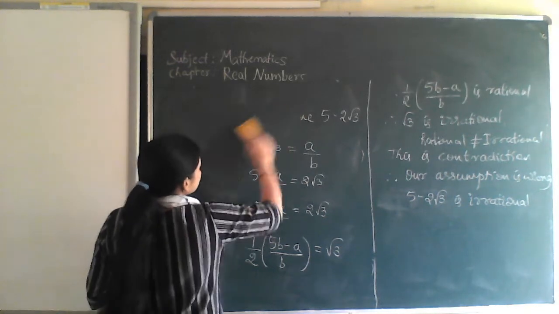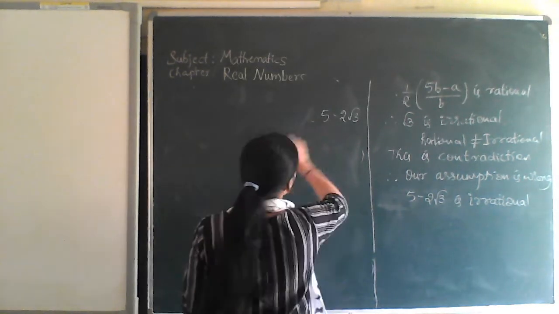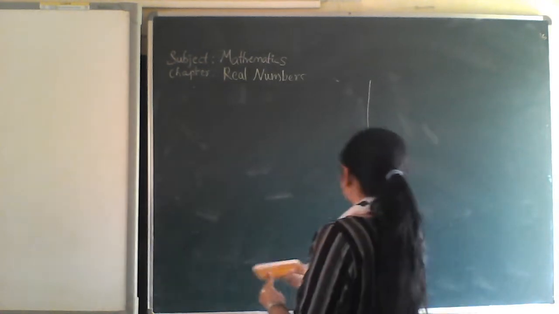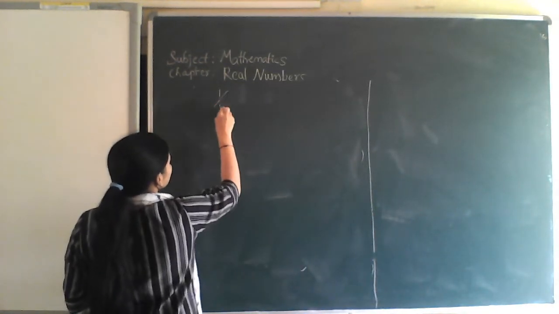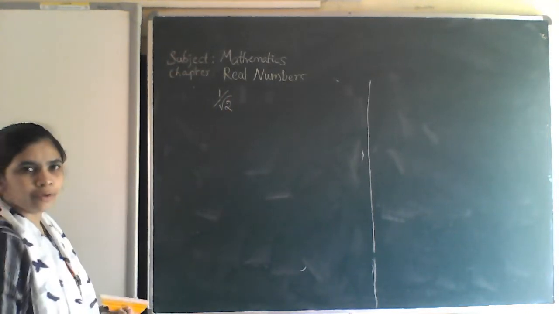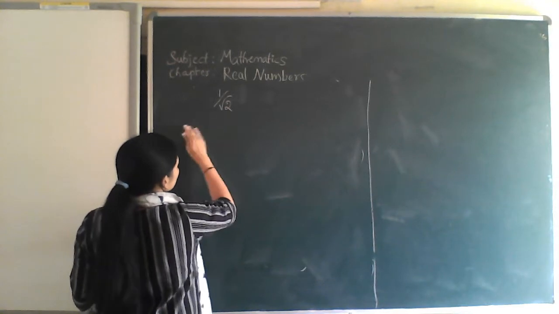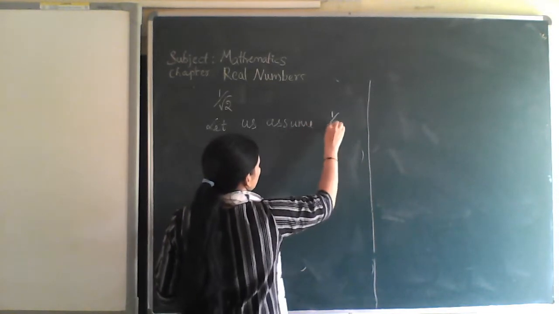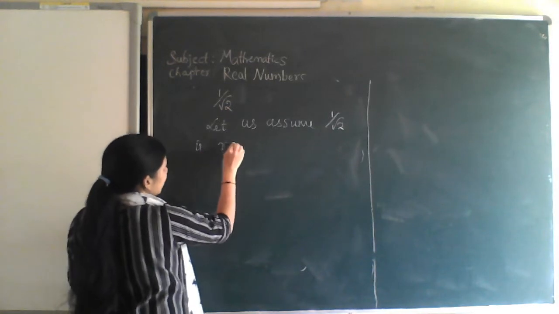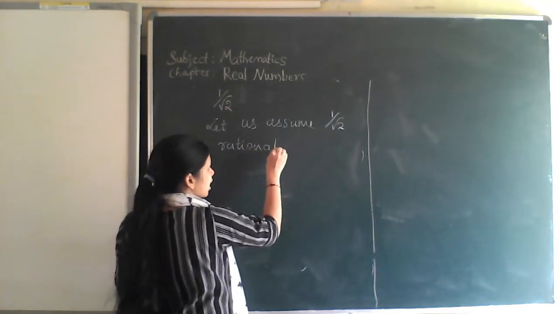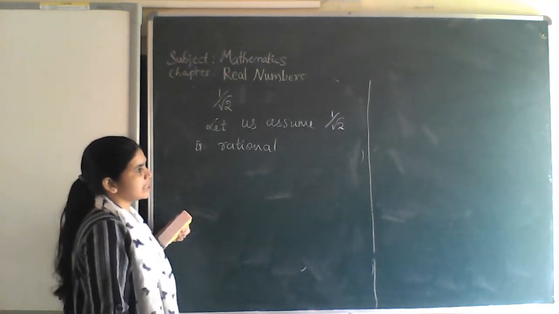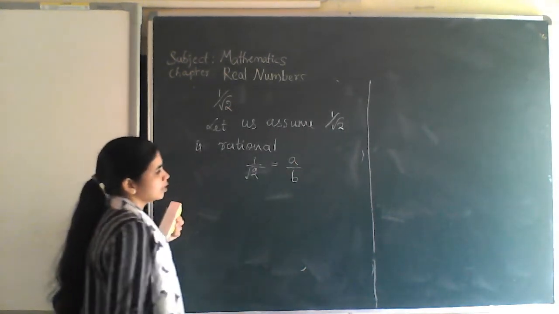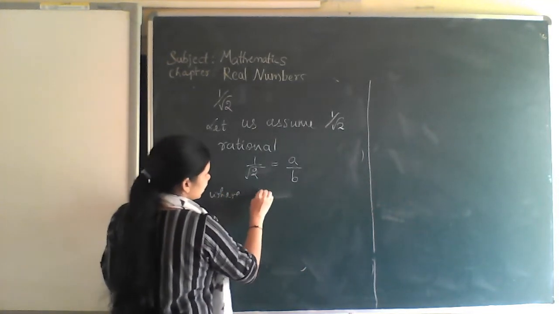Then take another example to prove rational or irrational, that is 1 by root 2. What do we have to do first? We have to assume. Let us assume 1 by root 2 is a rational number. If any number is a rational number, then it can be written in the form of p by q. 1 by root 2 is equal to a by b, where a and b are co-prime.